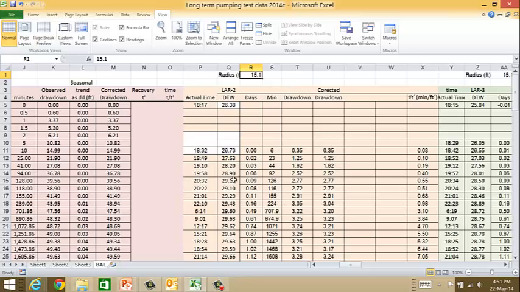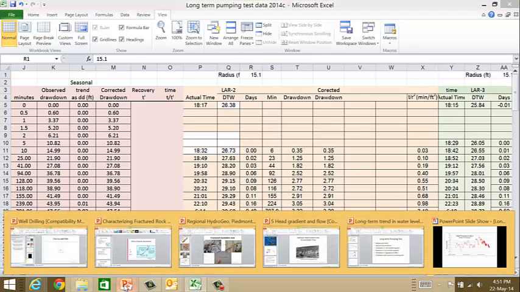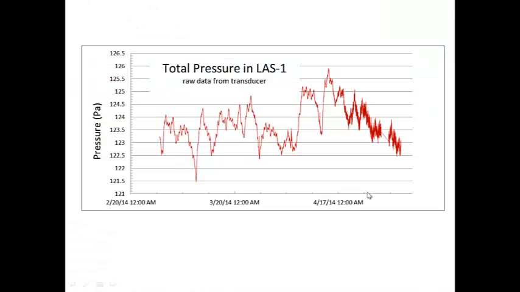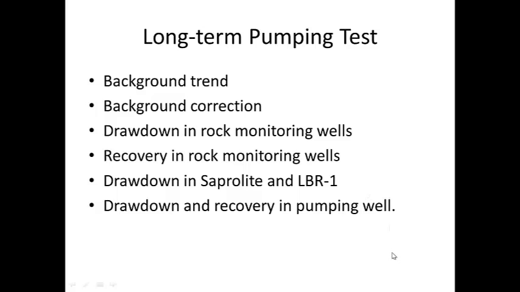What I did was to do this for all the wells, and then compile the data and plot it up. And I made the plots and I put them in PowerPoint, so I'm going to switch over to PowerPoint and take a look at them. So here's the PowerPoint. This is what we've got. I'm going to show you the background trend, how to do the background correction, drawdown in the rock wells, recovery in the rock wells, and then the saprolite and LBR. There was a little bit of a signal there, and we'll take a look at that, and then the pumping well.